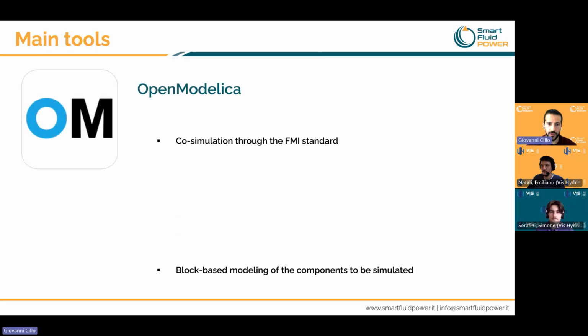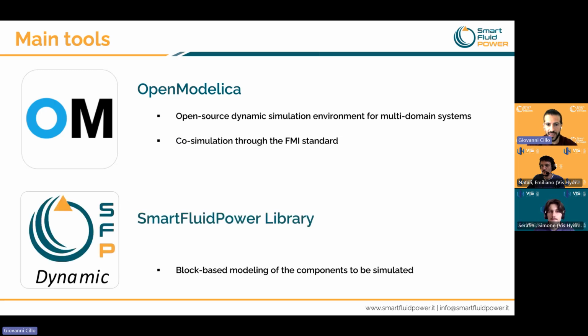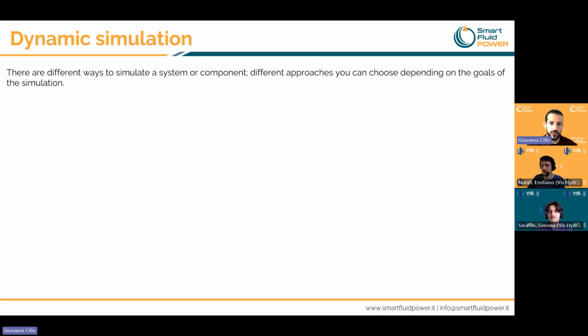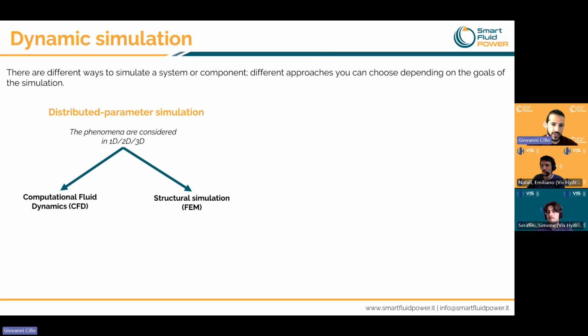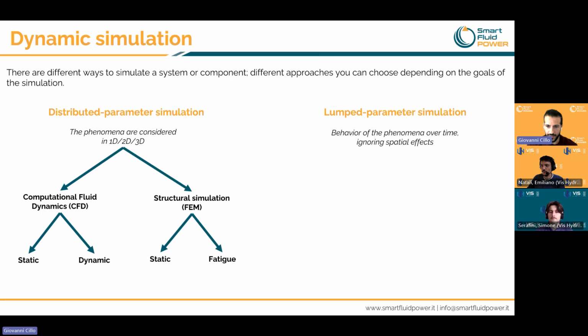So the main tools are OpenModelica, an open source environment for dynamic simulation of multi-domain systems that promotes co-simulation through the FMI standard, and our library, which is written in Modelica code and is specialized for the fluid power sector with a lumped parameter approach. For those who are familiar with simulation, this differs from distributed parameter approaches such as CFD or FEM, which may be steady state or fatigue-based. Our approach is based on lumped parameters, meaning that spatial effects are approximated while system dynamics are fully captured over time.